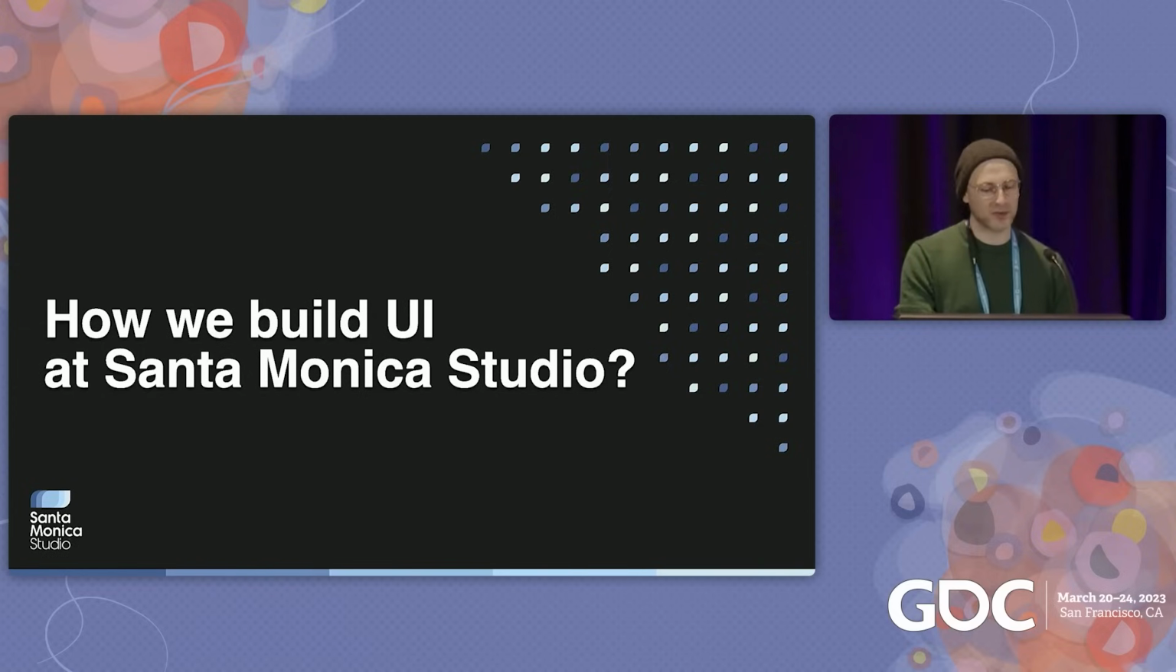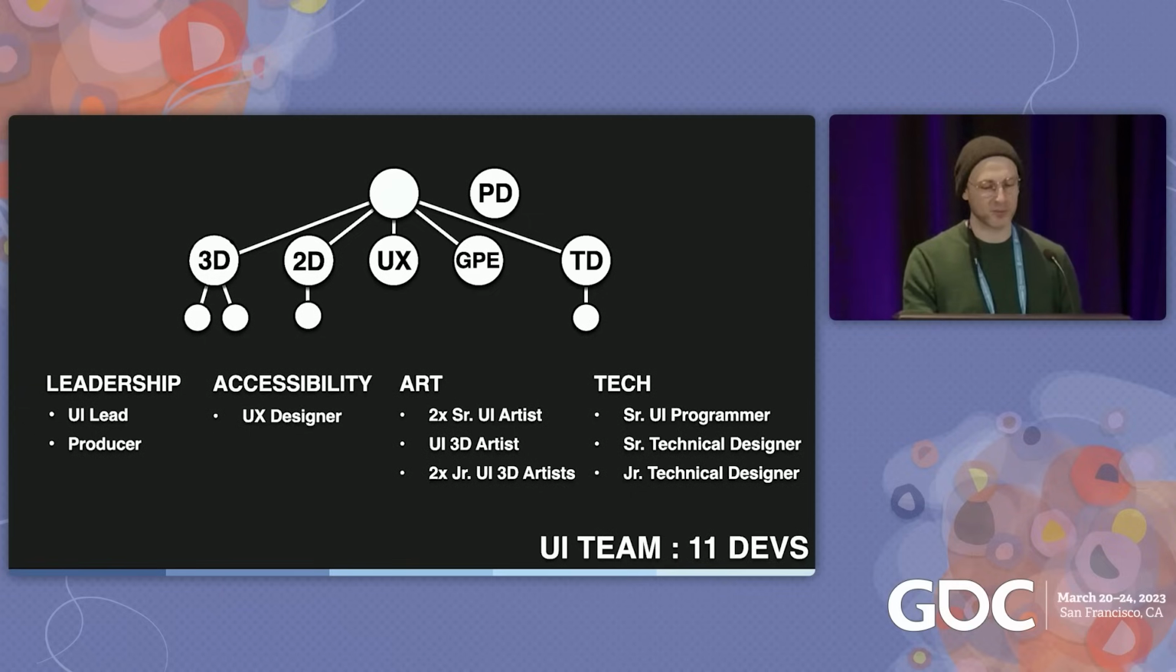So let's break down how we build UI at Santa Monica by taking a quick look at the team that did this. At the height of production, we had 11 people working on the UI. And for some of you, I'm sure that number sounds totally absurd. 11 people just to work on the UI. That's kind of like a mini studio in and of itself. But that's actually the reality of working on these colossal projects. It's just a bunch of independent teams all working and collaborating together.